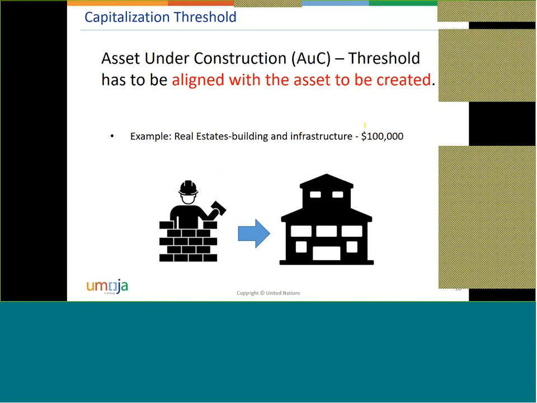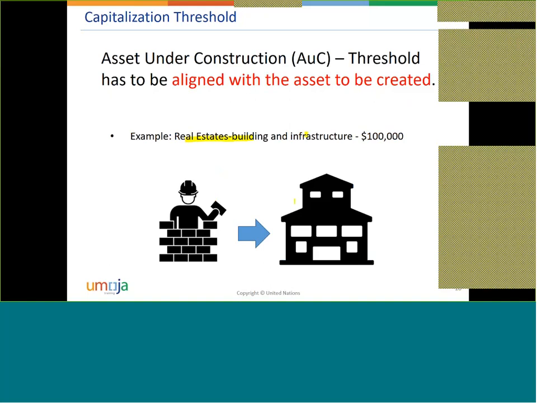The capitalization thresholds are defined for the fixed assets. Now, the type of asset, real estate and building and infrastructure, this is an example of assets under construction and has its capitalization threshold defined as 100,000. If what we are building is exactly a real estate building, then the capitalization threshold will be exactly that.